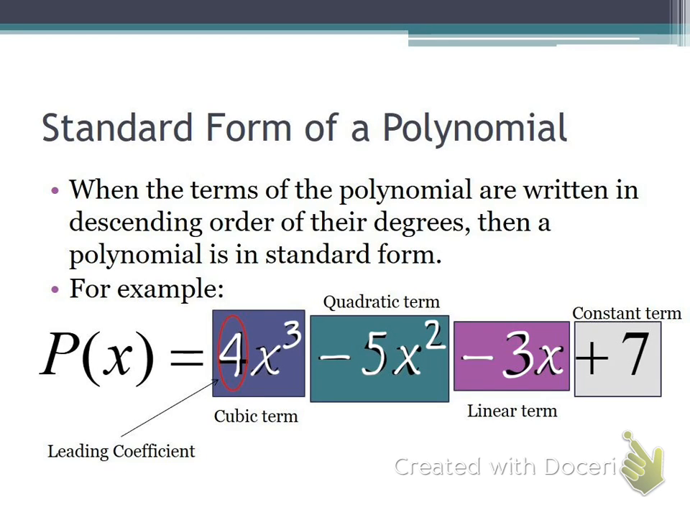All right, the standard form of a polynomial. I think this is probably either a review or kind of intuitive for most people. When the terms of a polynomial are written in descending order of their degrees, then a polynomial is in standard form. So remember, the degree refers to the exponent, and descending order means we go big to small. So we've got the biggest exponent first, then the next biggest, and then the smallest, or there's no exponent.